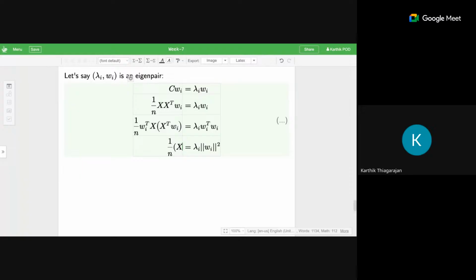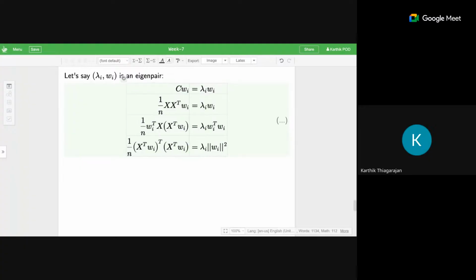Correct? So it is x transpose wi transpose x transpose wi, right? So if I do this, what does this become? Something transpose something: the norm of x transpose wi, whole square. Okay, this is the norm of x transpose wi. So this is equal to lambda I norm wi square.